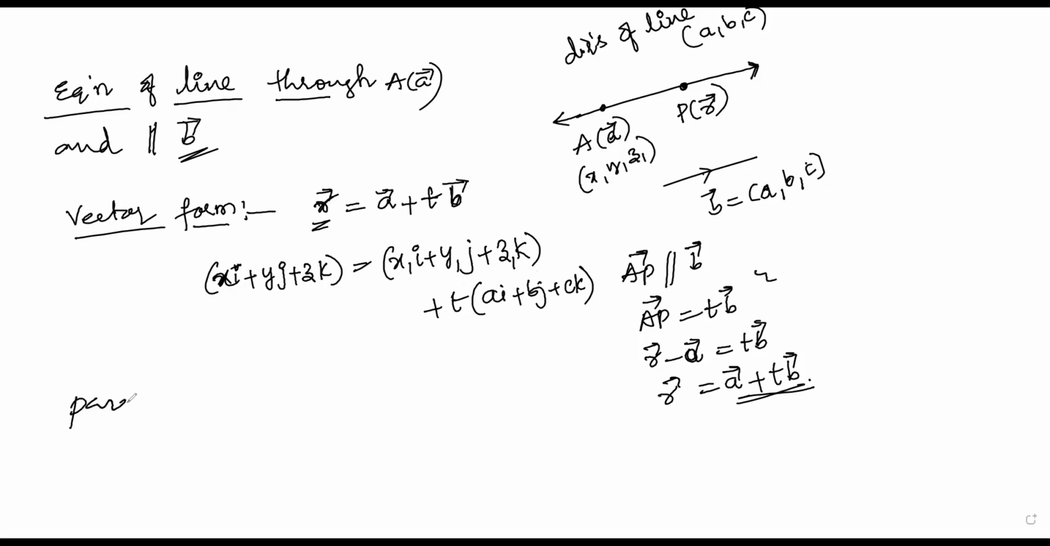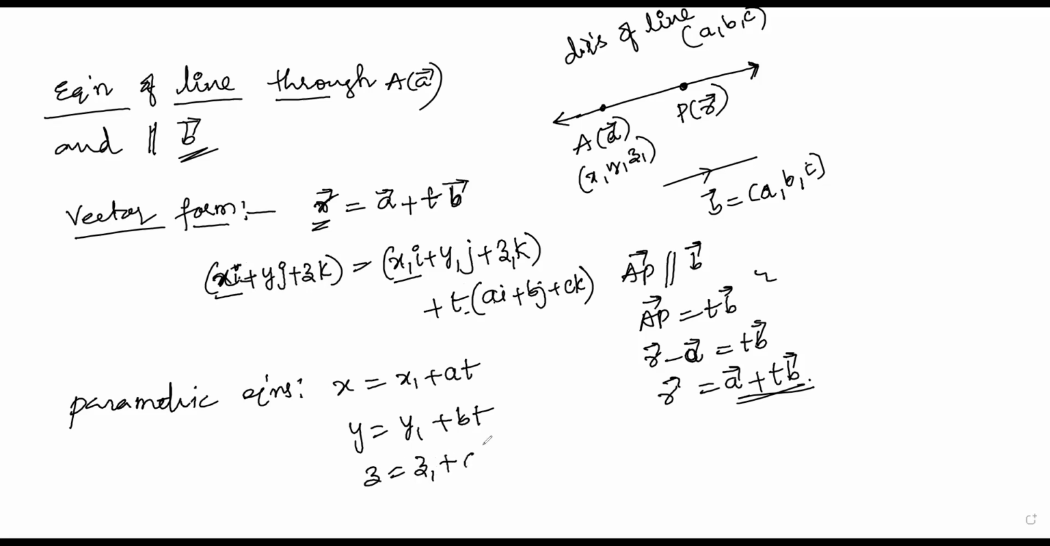So then if you write the parametric equations, if you compare, the i coefficient is X, here the i coefficient is X1 plus TA. So X equals X1 plus AT. Y equals Y1 plus BT. Z equals Z1 plus CT. This is very, very important.